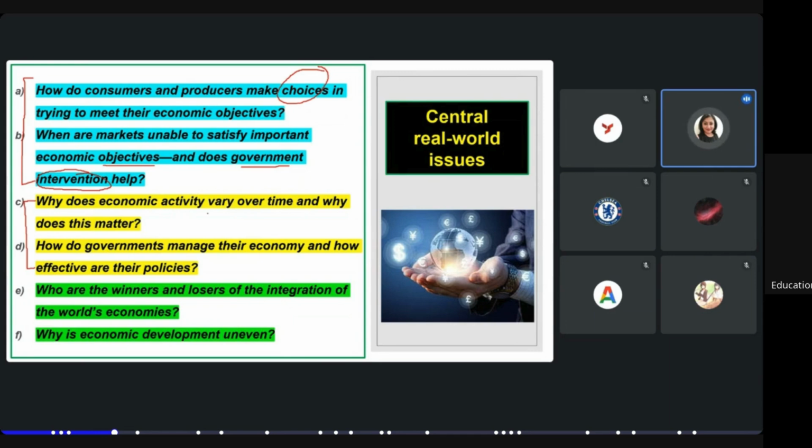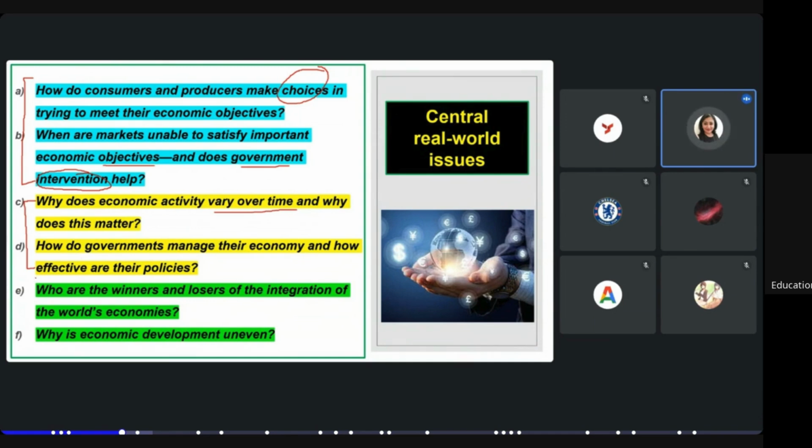Why does economic activity vary over time? This is all your macroeconomic disequilibrium, where we're talking about inflationary and deflationary gaps. The second part, where we're talking about policy, our demand side policies, our supply side policies, economic growth and development, the big questions. Those are answering the question, how do governments manage their economy and how effective are their policies? If you remember, most of your 10 and 15 markers are questioning how policies may or may not be effective. That's literally the paper 2 15 marker.